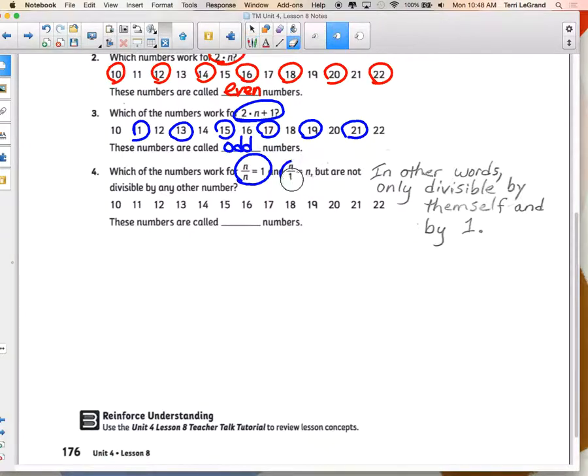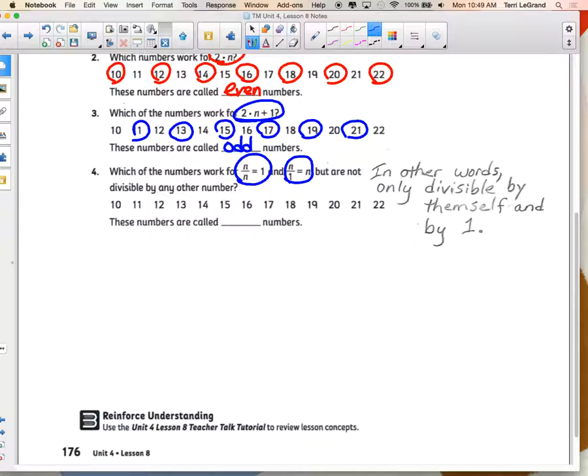They also satisfy that one: n divided by 1 equals n. Or in other words, an integer divided by 1 equals the integer. An integer divided by 1 is equal to itself. But they're not divisible by any other number. So they fit both of these, but they don't fit the 2 times n or the 2 times n plus 1 category.